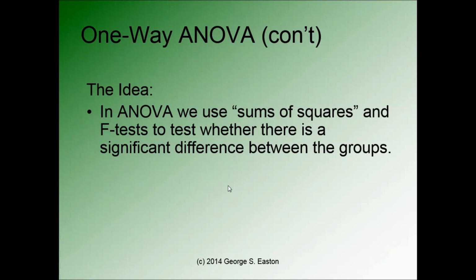And then the idea in analysis of variance is that we're going to use sums of squares and F-tests to test whether or not there is a significant difference between the groups that we're looking at. And remember, we're using analysis of variance when we have at least 3 levels, which will give us at least 3 groups.